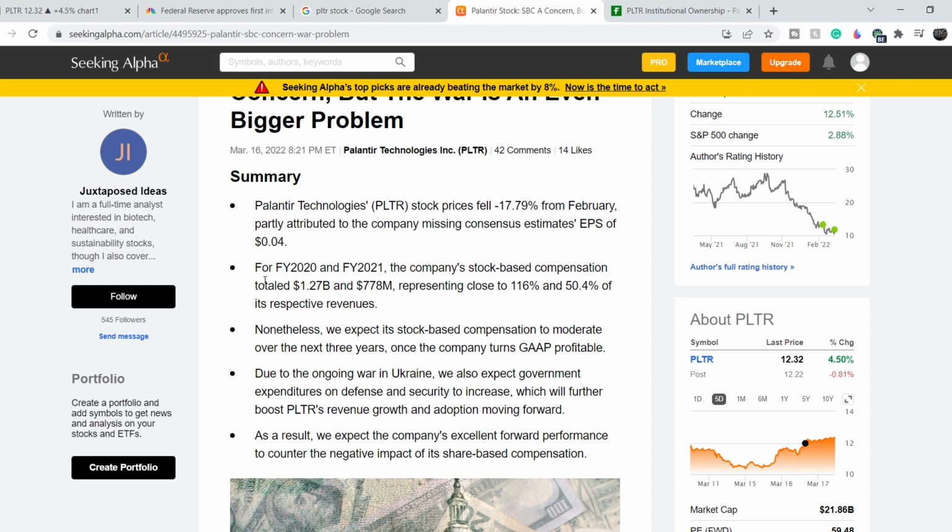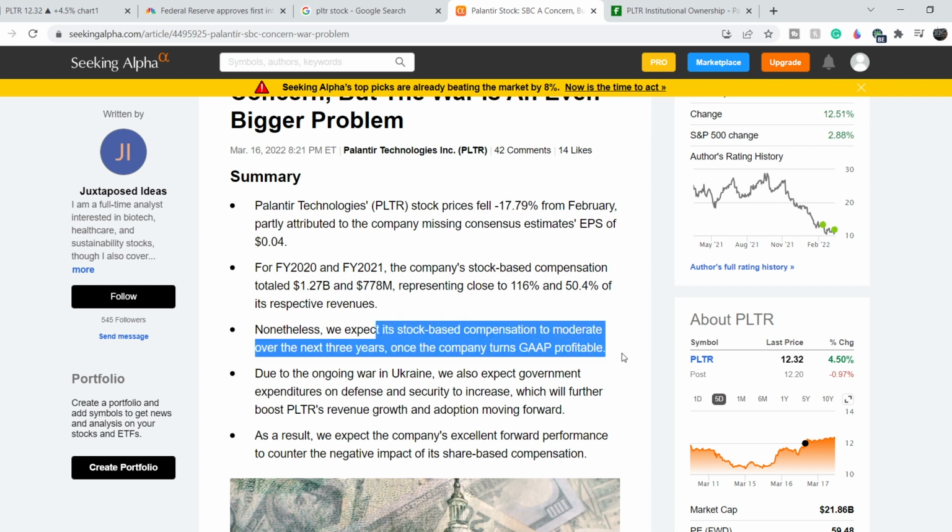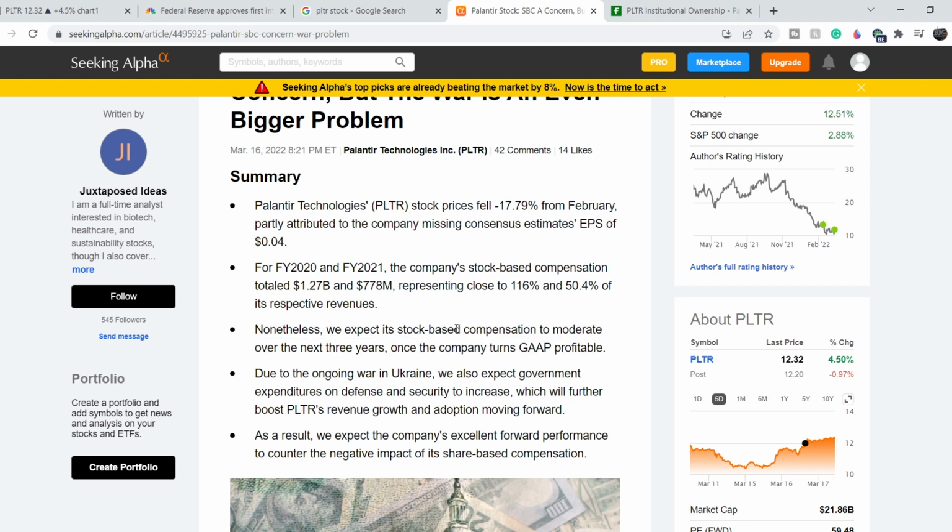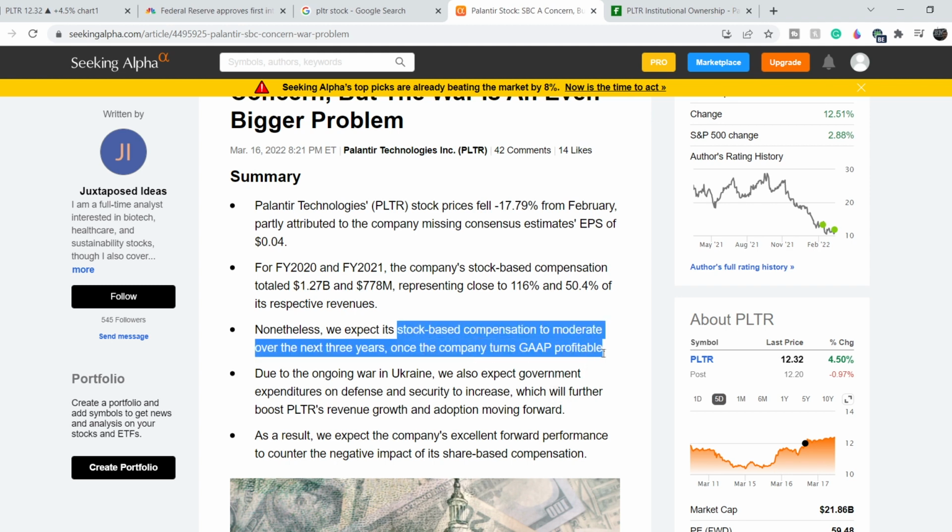For full year 2020 and full year 2021, the company's stock-based compensation totaled $1.27 billion and $778 million respectively, representing close to 116% and 50.4% of its respective revenues. Nonetheless, we expected stock-based compensation to moderate over the next 3 years once the company turns GAAP profitable. And I have to say that I also covered this information, that there will be much lower stock-based compensation in upcoming years because C-level executives of Palantir won't receive any option plans for Palantir stock.